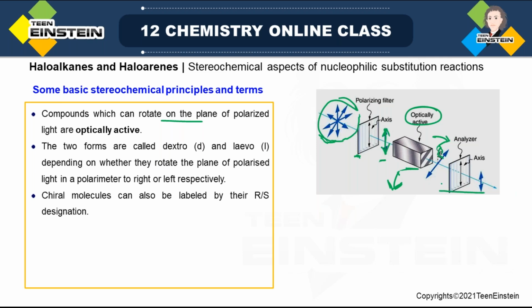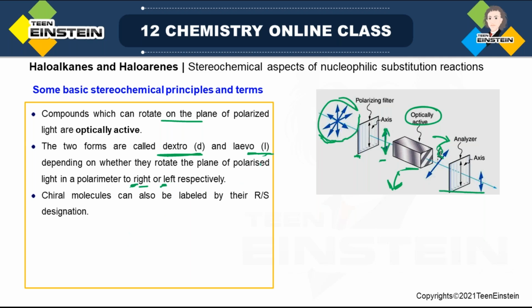Now depending on whether it is rotating the plane of polarized light to the right hand side or to the left hand side, in this case it is the right hand side, but it may not be so. When it is rotating the plane of polarized light to the right hand side, it will be called dextro, which is denoted by small d, and if it is rotating left, it is called levo. Now it is easy to remember. Just remember left is L and right is D.